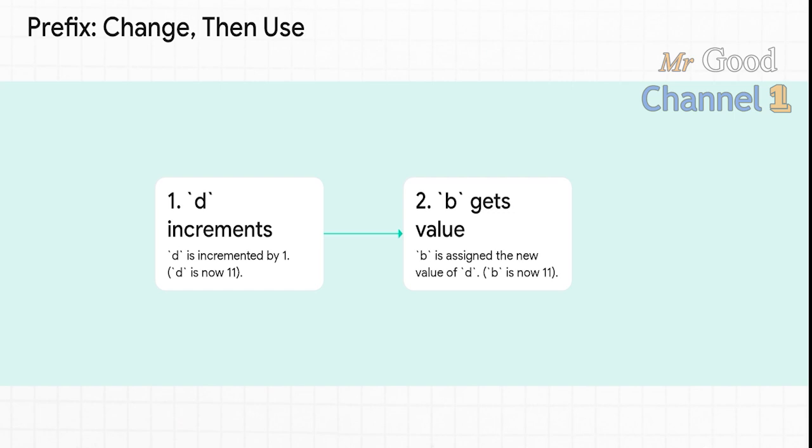Now, let's flip it for prefix. With b = ++d, the order is reversed. JavaScript first increments d from 10 to 11. Then it takes that new, shiny value of 11 and assigns it to b. So in this case, both b and d end up as 11. It's a change, then use method. A really subtle but super important difference.